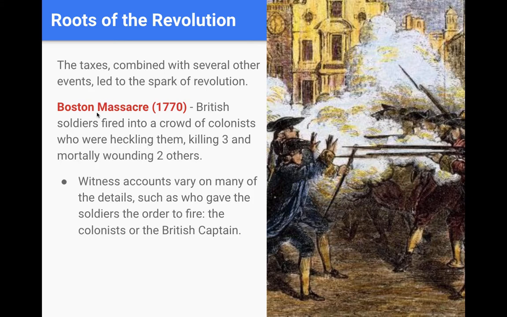But that's not really a massacre, right? This is actually a lot of PR on the part of Benjamin Franklin, who came up with the Boston Massacre as a way to begin to rally the colonists, different colonies, around what happens in Massachusetts towards the idea of independence.